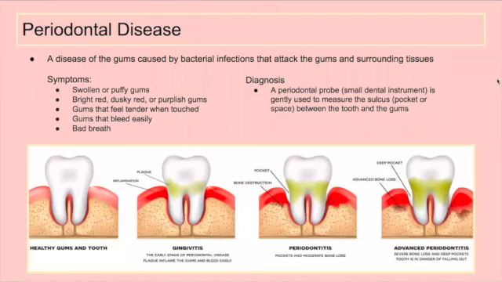Periodontal disease is a disease of the gums caused by bacterial infections that attack the gums and surrounding tissues, leading to infection and inflammation of the supporting structures of teeth. When bacteria remains on teeth for an extended period of time due to poor oral hygiene, the bacteria forms a film called plaque, which eventually hardens to tartar, and tartar buildup can spread below the gum line. This is a progressive disease, and its early stages are classified by the condition gingivitis.